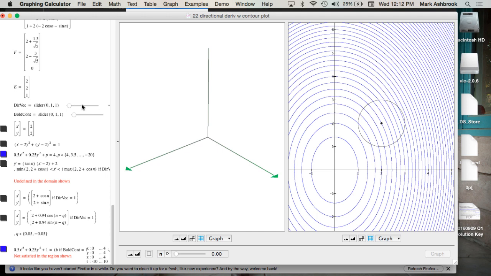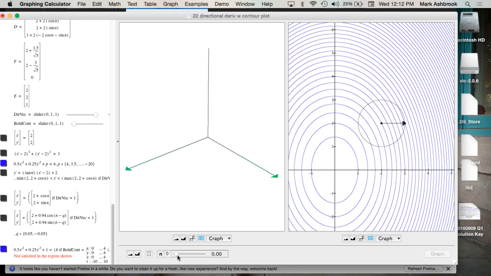So now we're talking about pick a direction, pick a point on the function, maybe. Here we go. Pick a point on a function, pick a direction, and we're going to be able now to know what the rate of change of that function is in that direction.